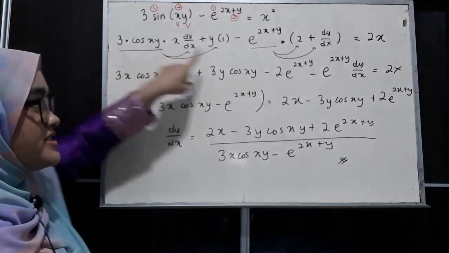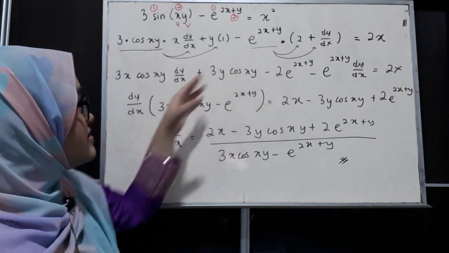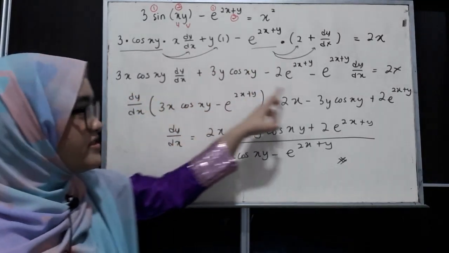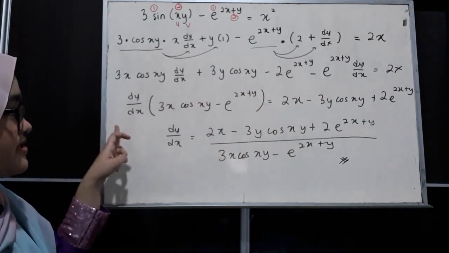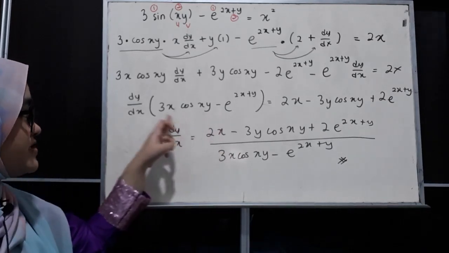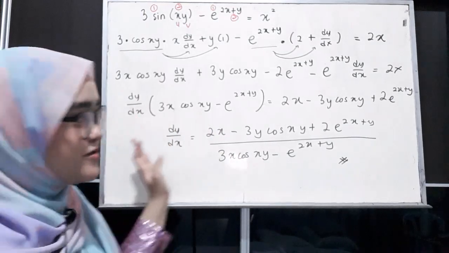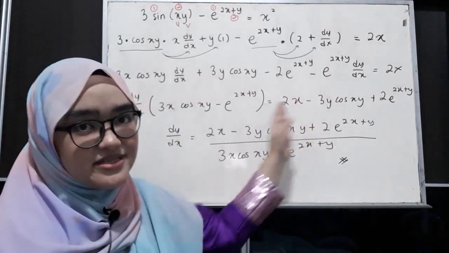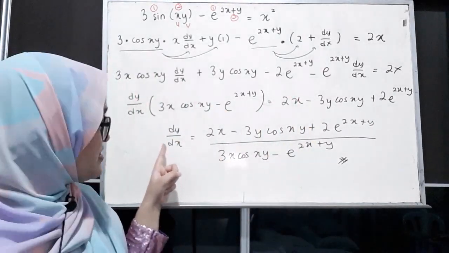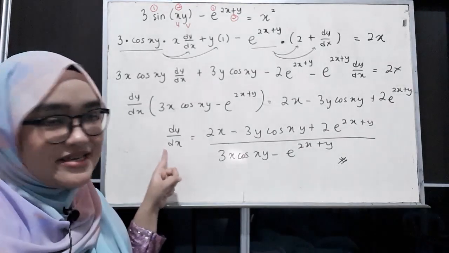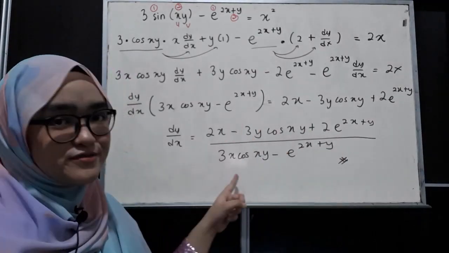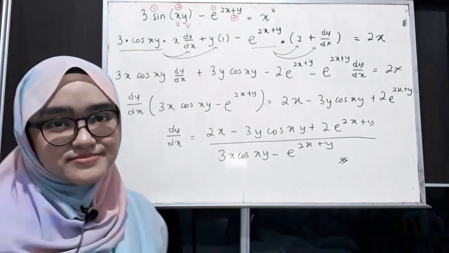So after some expansion, we get this, and then factorize dy over dx on the left. The terms without dy over dx, we bring to the right hand side. Finally, leave dy over dx, and we get this as the final answer.